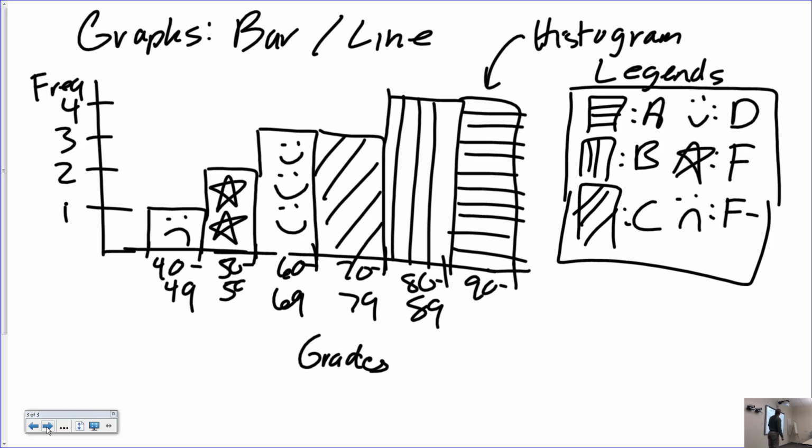All right, now, how would I make this a line graph, folks? Make a little dot where the numbers meet.